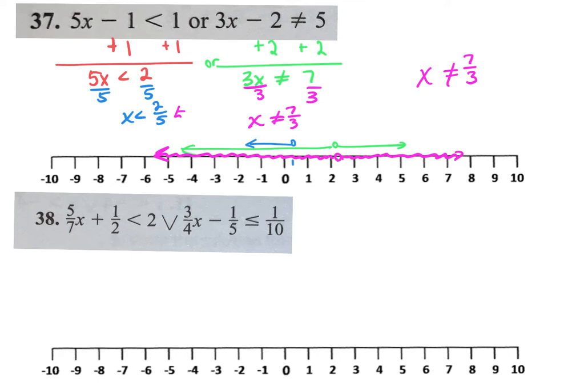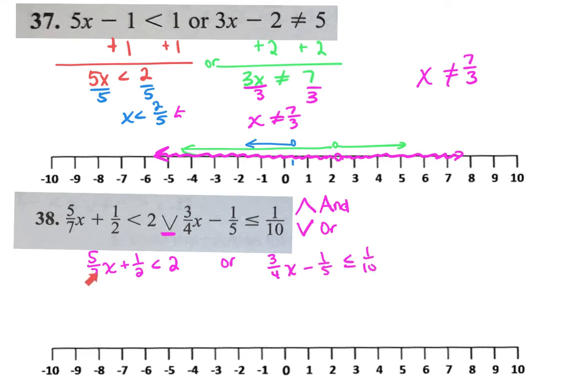All right, so for this one, I have 5/7 x plus 1/2 is less than 2. And is this or and? It's or, yeah. So for and, a lot of people do that. That looks almost like an A. So that's and. That is or. All right, so or, I have the 3/4 x minus 1/5 is less than or equal to 1/10.